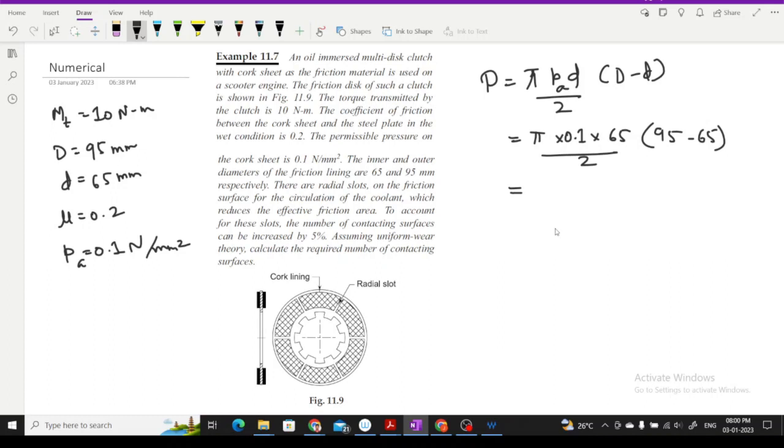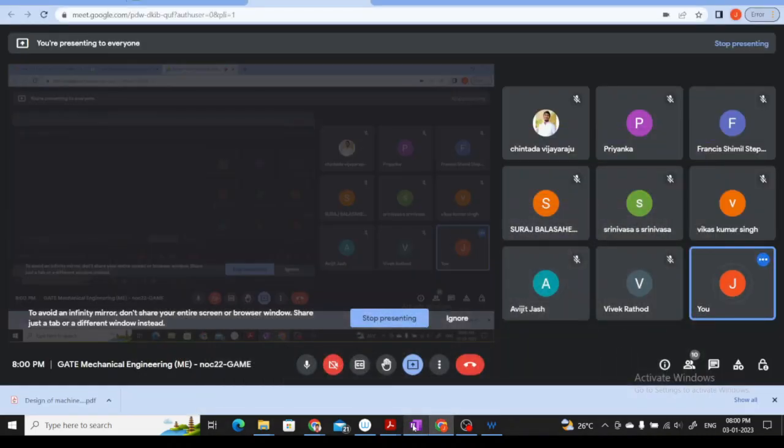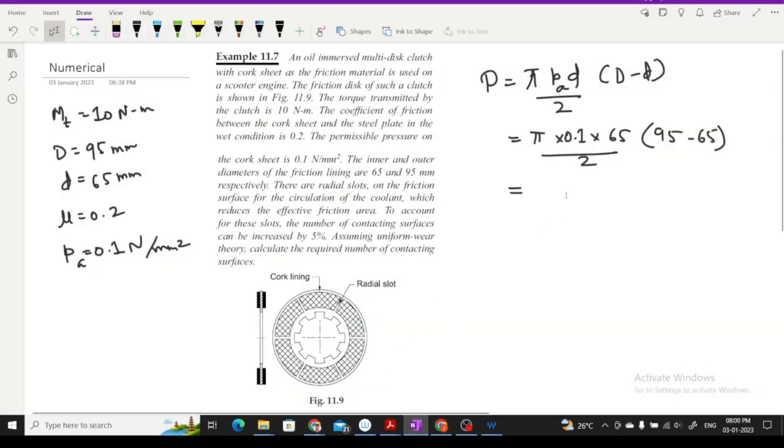What is the answer? Anyone? 306.305. Yeah, it is almost around 306.3 Newton. Now, once you know this force, then you can apply this torque equation, which we have just now noted for the number of discs Z. It is given by this mu p.